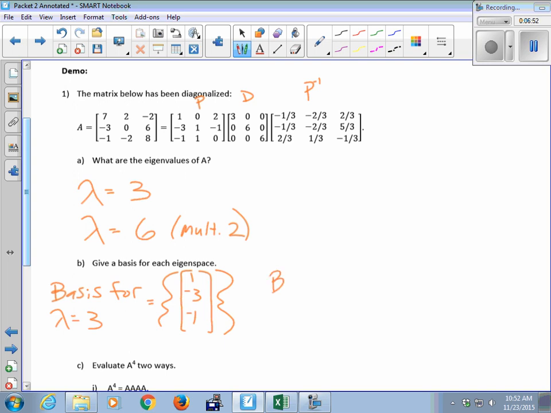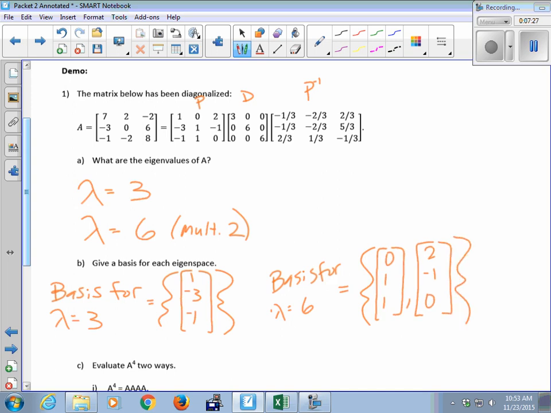And then my basis for lambda equals 6. So 6 shows up in columns 2 and 3 of the diagonalized matrix. So columns 2 and 3 of P are two linearly independent eigenvectors that correspond to lambda equals 6, which means that they form a basis. So those two vectors, 0, 1, 1, and 2, -1, 0, make a basis for the eigenspace for lambda equals 6.